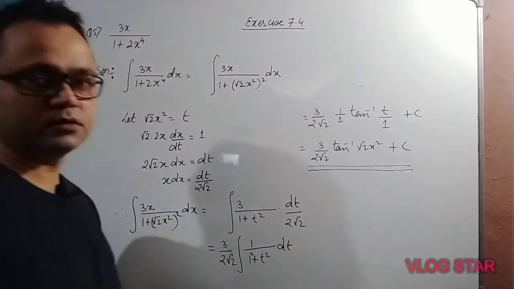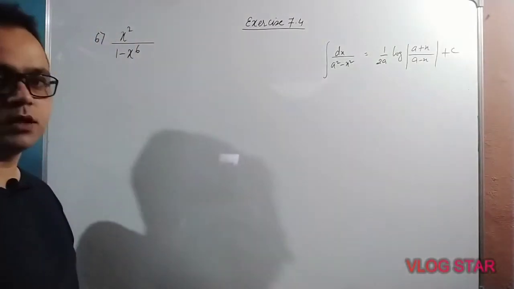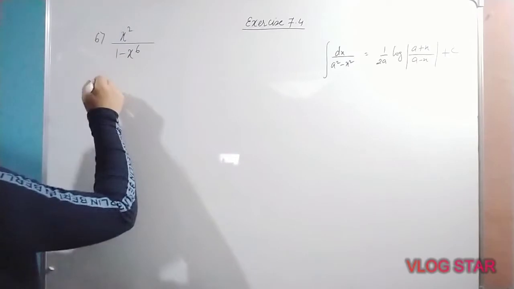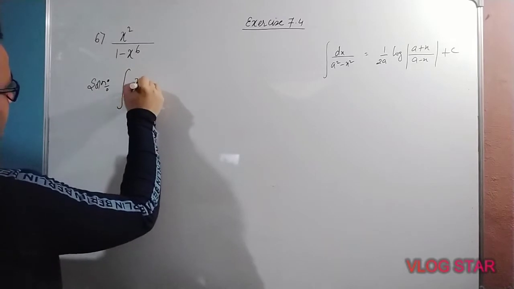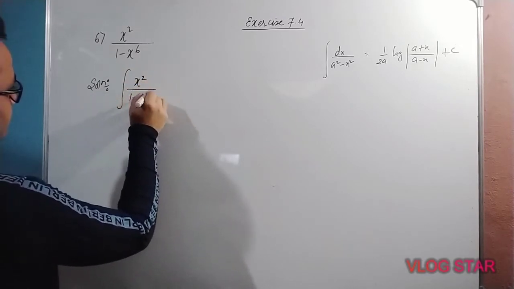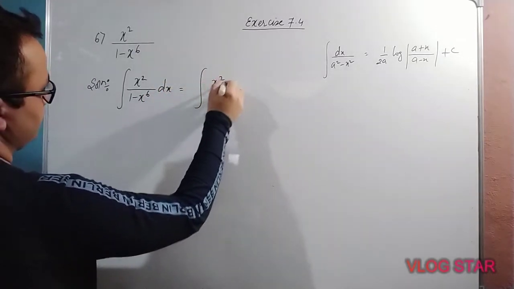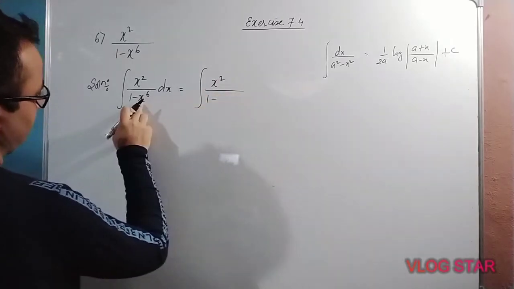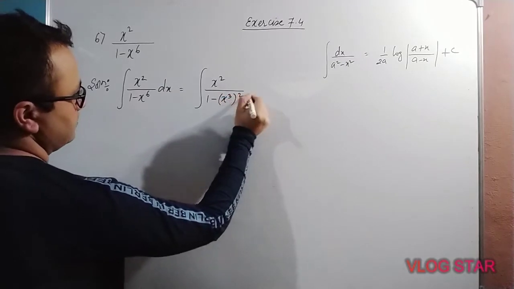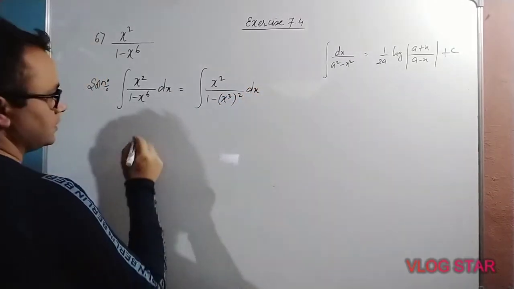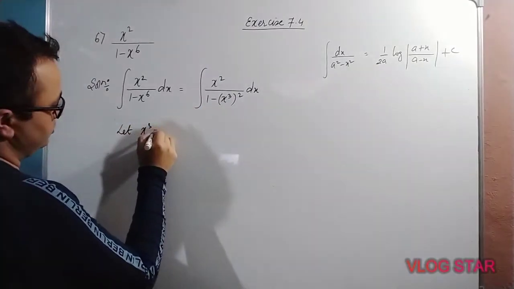Now move to question number 6. Question number 6 is x square by 1 minus x to the power 6. So in the solution, first we will write it in integrated form: x square by 1 minus x to the power 6 dx. That is integration of x square by 1 minus x cube whole square dx, since x to the power 6 can be written as x cube whole square. Now x cube is the substitution. Let x cube equal t.